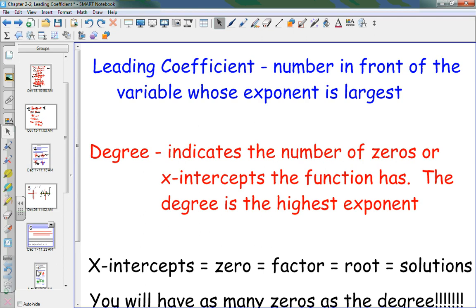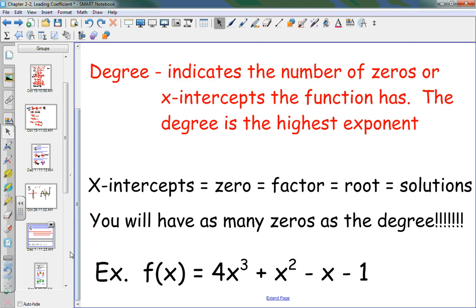The leading coefficient is the number in front of the variable with the highest exponent. That's what the leading coefficient is. The degree indicates the number of zeros or x-intercepts the function has. The degree is the highest exponent, something you should already know also.